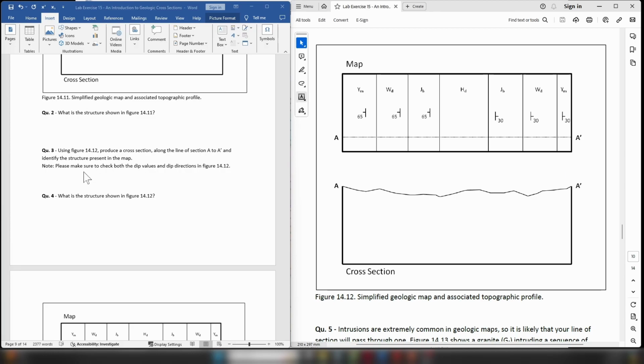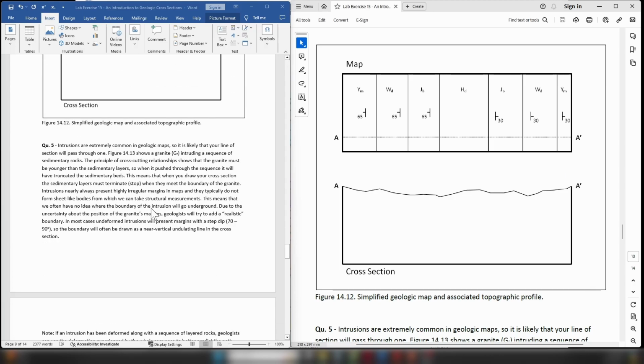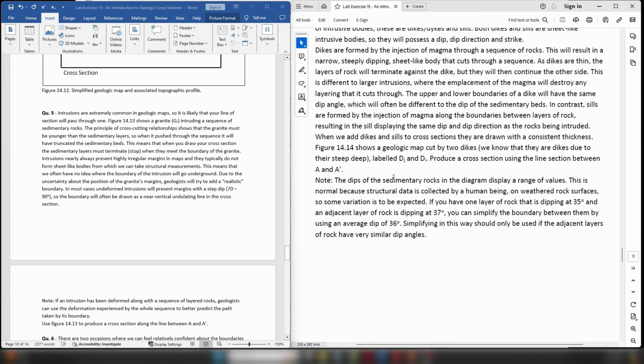Now, once you've completed your diagram, you're then going to move on to question 4, and that's going to ask you what structure is shown in your cross section. Once again, you have one of 4 real choices: anticline, syncline, normal fault, and reverse fault. Okay. So once you've completed that, you are going to be moving on to question number 5.